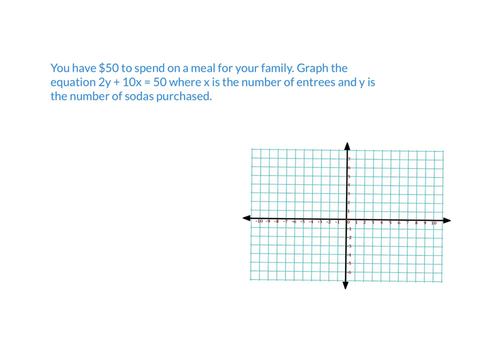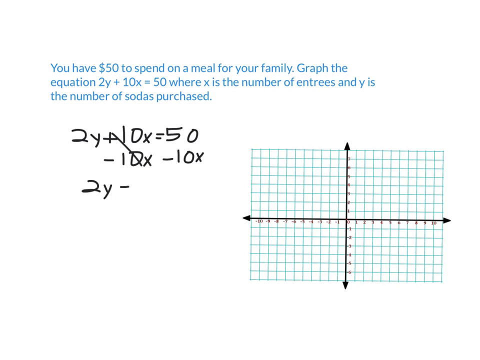In this example, we're going to look at a word problem. You have $50 to spend on a meal for your family. Graph the equation 2y plus 10x equals 50, where x is the number of entrees and y is the number of sodas purchased. So I'm going to take my equation, 2y plus 10x equals 50. And I want to turn this into slope-intercept form, so I need to solve for y. So I'm going to subtract 10x from both sides. 10x minus 10x cancels out.